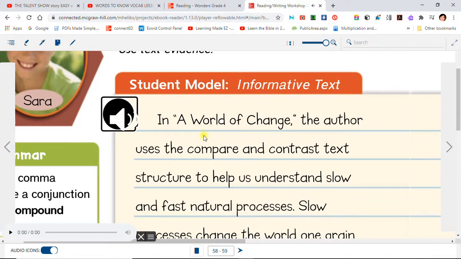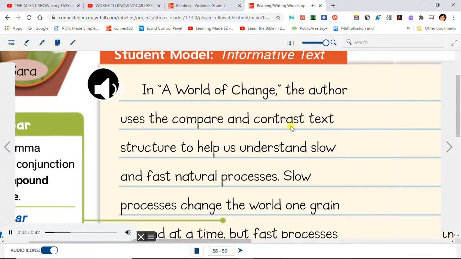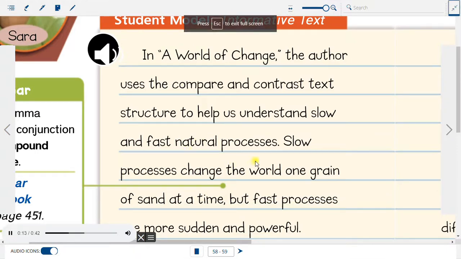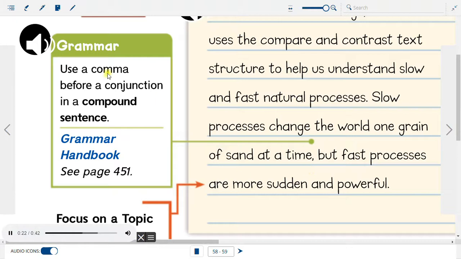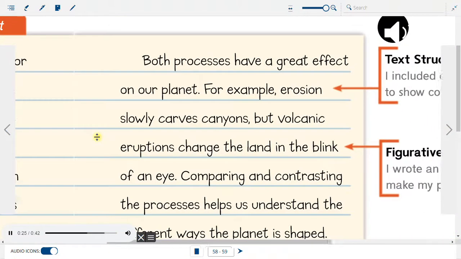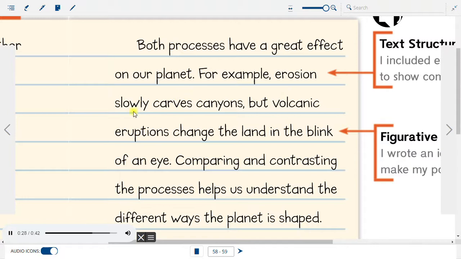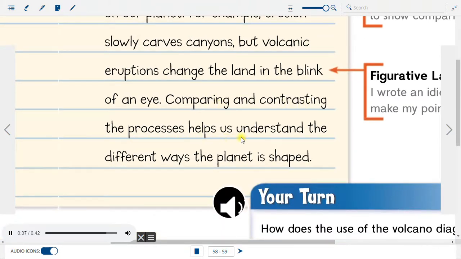In A World of Change, the author uses the compare and contrast text structure to help us understand slow and fast natural processes. Slow processes change the world one grain of sand at a time, but fast processes are more sudden and powerful. Both processes have a great effect on our planet. For example, erosion slowly carves canyons, but volcanic eruptions change the land in the blink of an eye. Comparing and contrasting the processes helps us understand the different ways the planet is shaped.